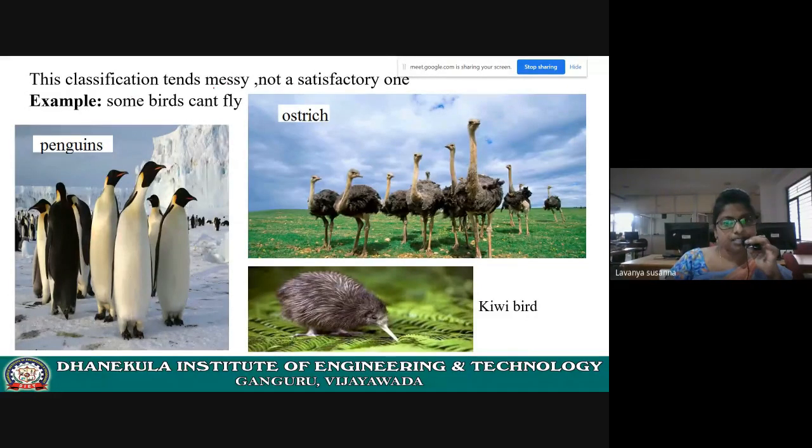It becomes very messy. It is not at all satisfactory. For example, some birds can't fly, right? You know that birds will fly. There is a category like birds. You are grouping penguins into the category birds. You know that penguin is a bird, ostrich is a bird, kiwi is a bird. You are classifying these into the category called birds. But what is the property of a bird? All birds can fly, right?